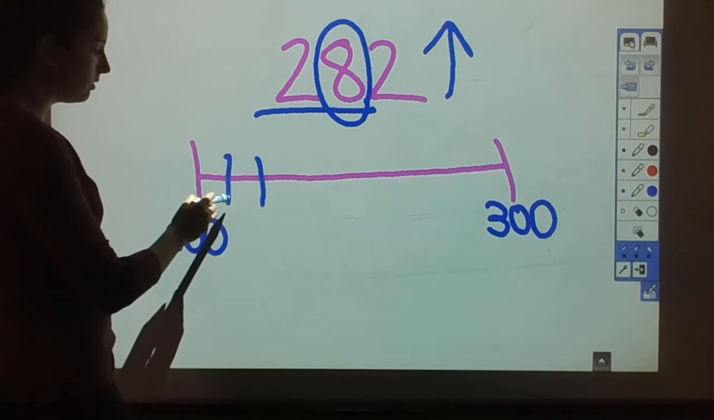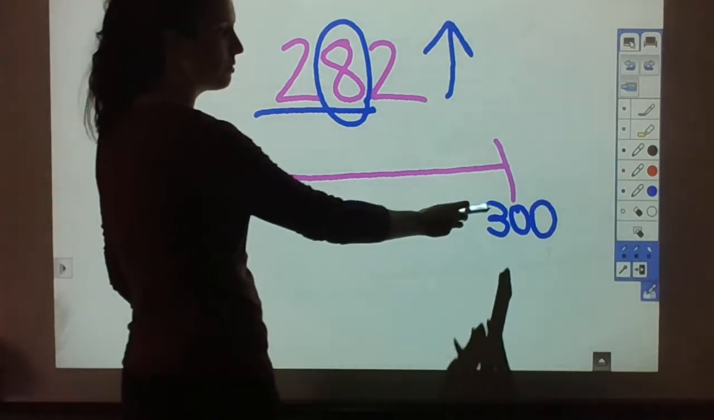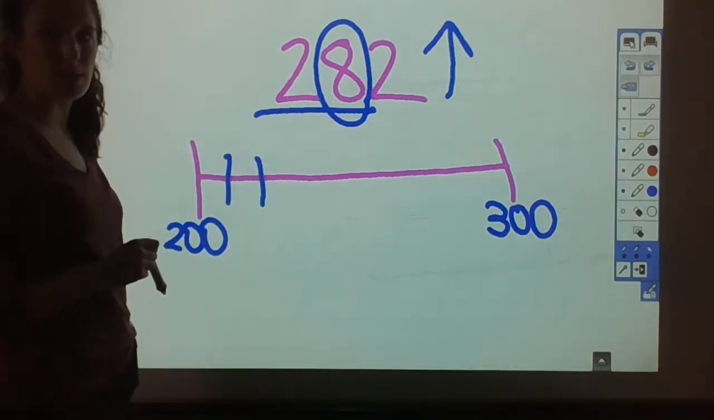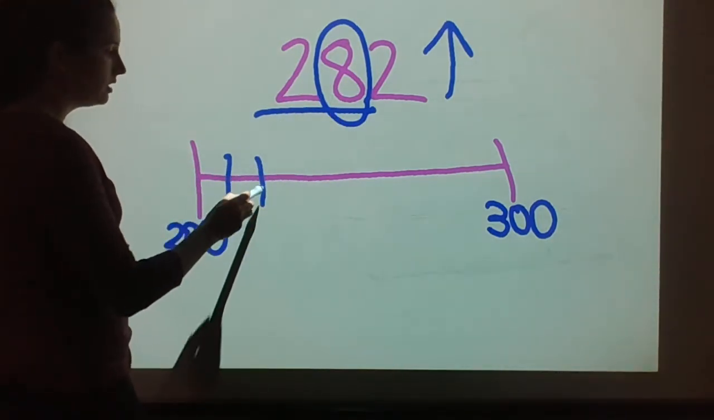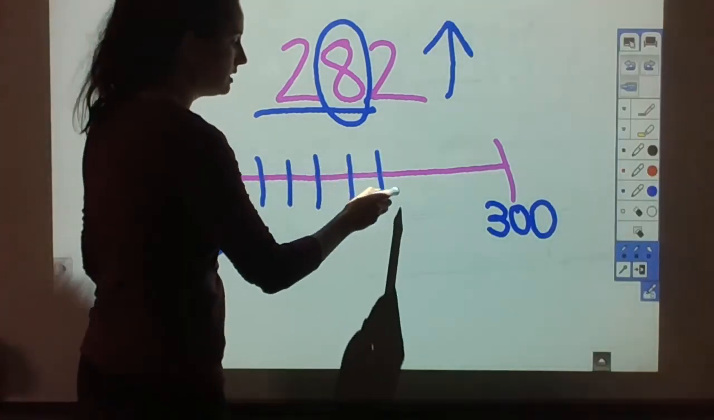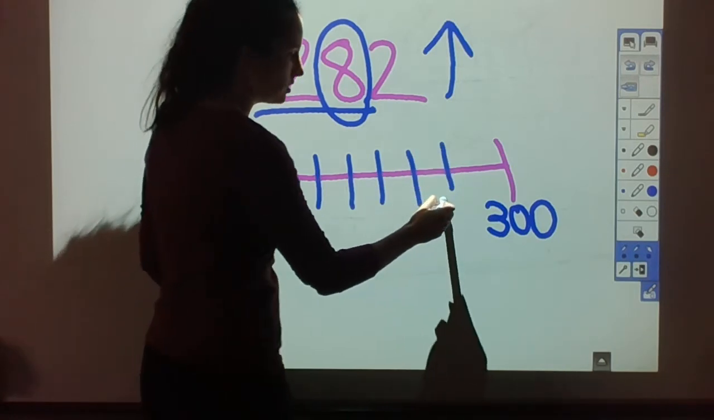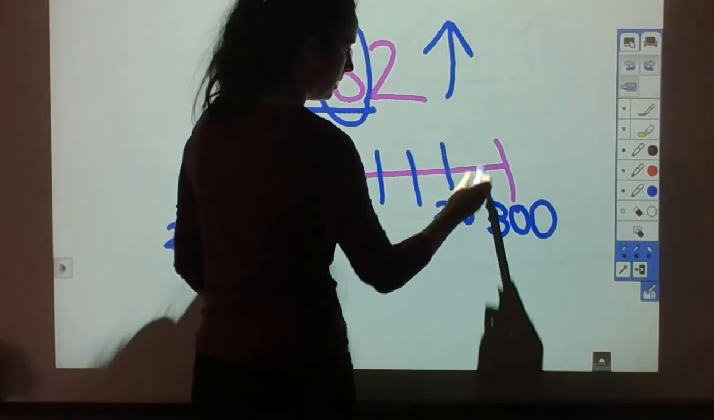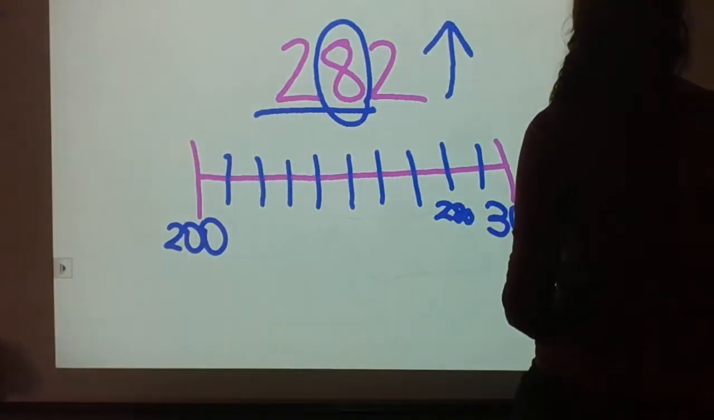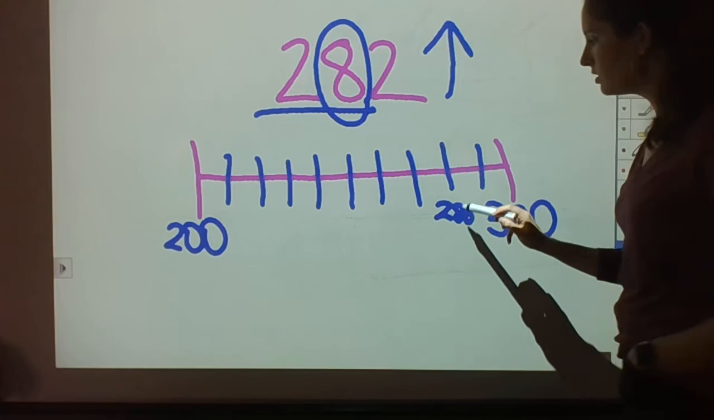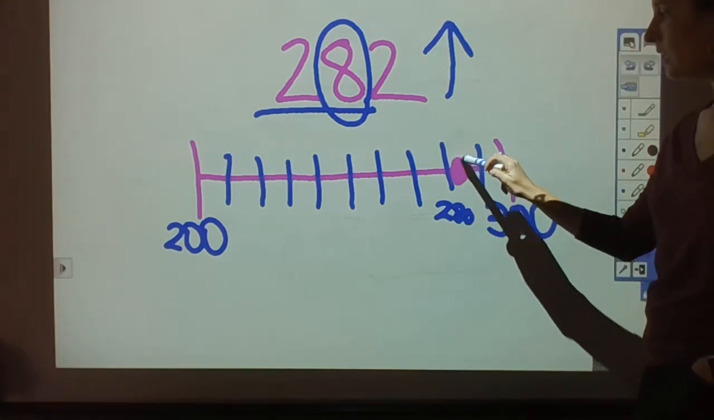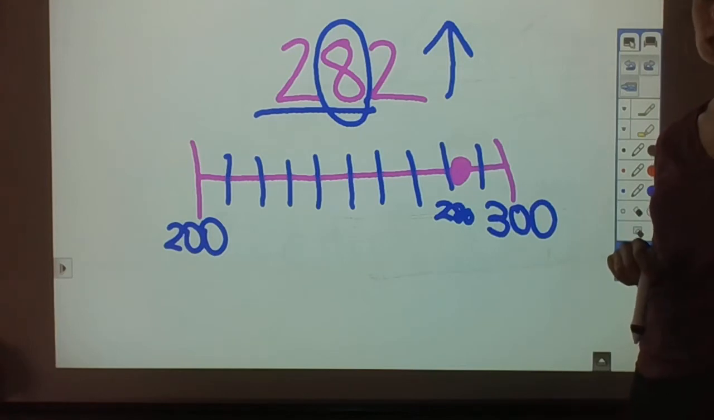So I am going to count from 200 to 300 by tens to figure out where 282 is on my number line. So I have 210, 220, 230, 240, 250, 60, 70, there's 280, and 290, okay? I know that 282 is going to come after 280, but before 290. So I'm gonna draw a dot in between those two to show where 282 would fall.